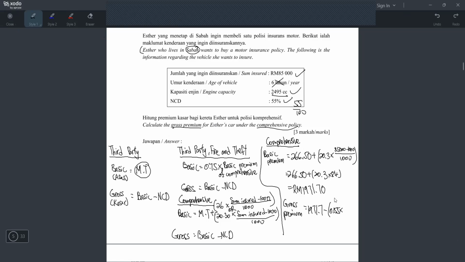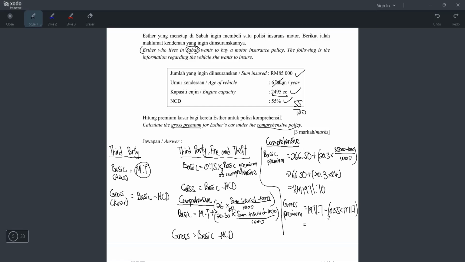Because there's one chapter called compound interest, and under compound interest, you need to learn how to convert to decimal also, right? So why not just convert to decimal? Okay, 0.55 times 1971.7. Press this whole thing inside the calculator, but press bracket lah. Minus bracket 0.55 times 1971.7, close bracket.